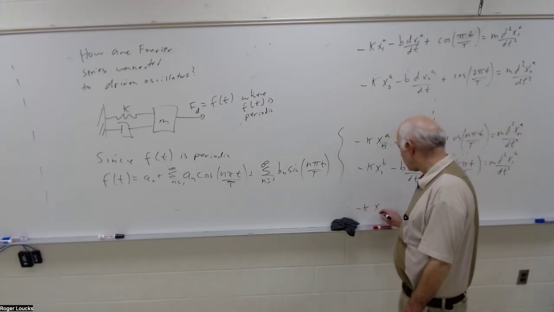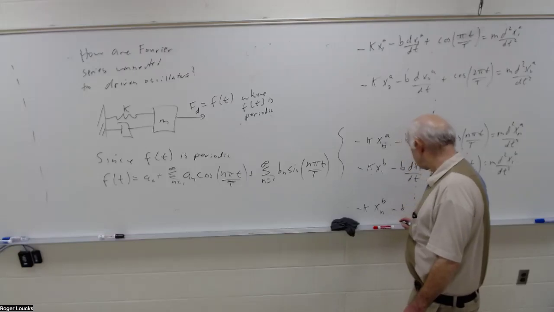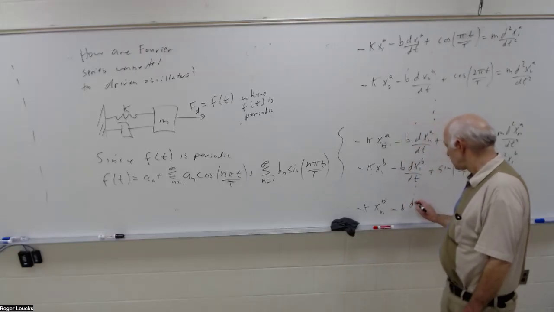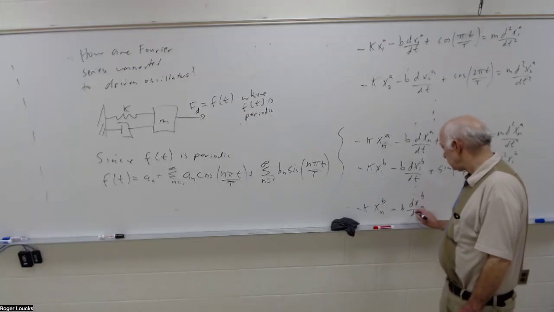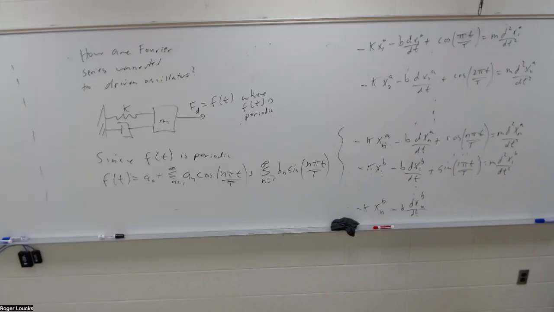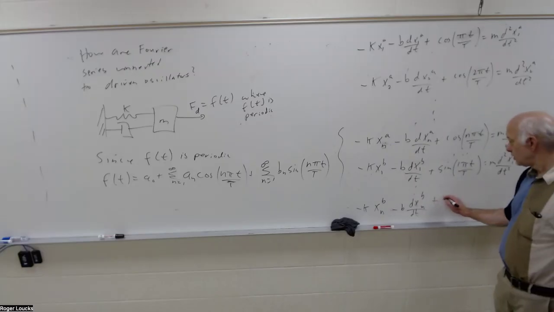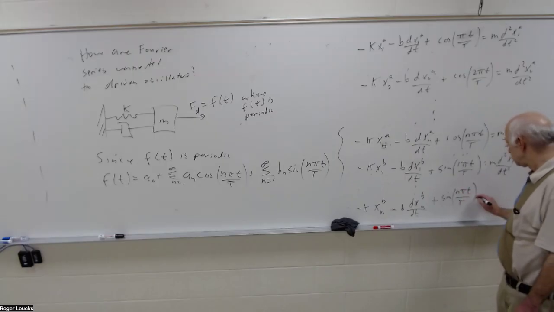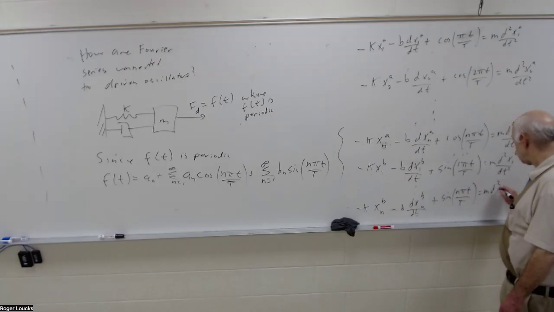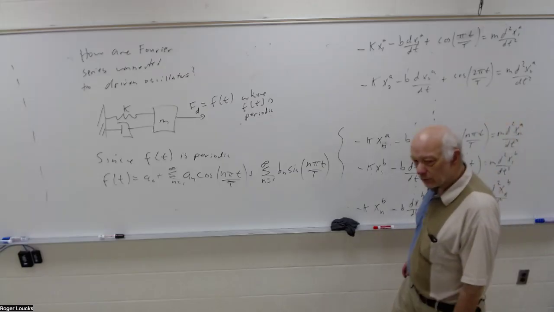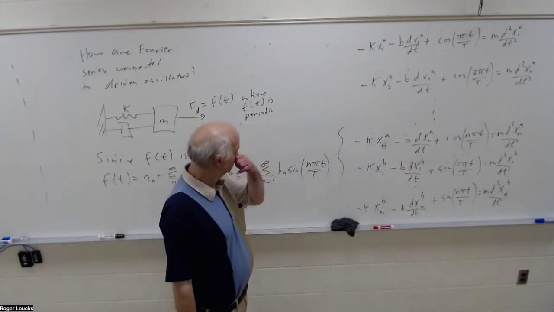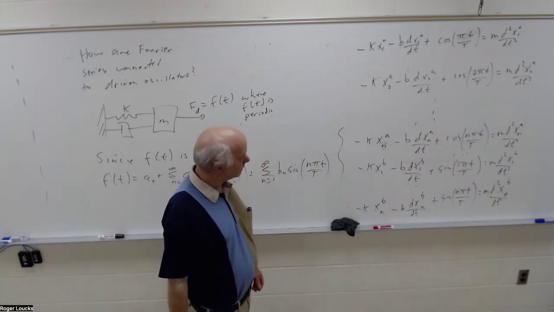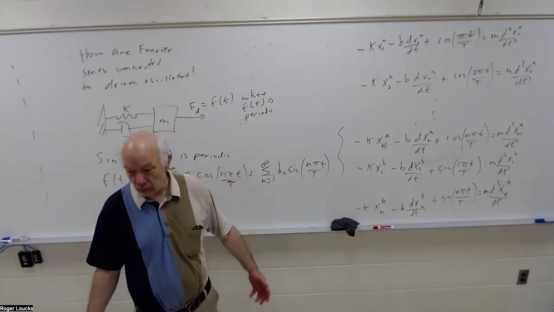k xnb minus b dxnb dt. Am I so clear? Yes, I am. Plus sine n pi t over T equals m d2xnb dt2, here and here, like that. Now what can I do with these? You can say, well, that's lucky. I'm glad we can solve all these because we know exactly how to solve them.